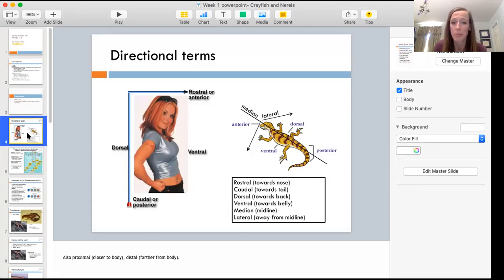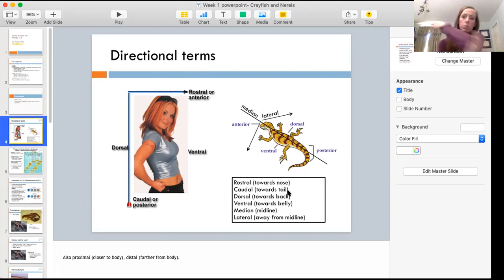So when we look at specimens, when we dissect specimens in the lab, you need to know sometimes which direction I'm referring to. If I say that, oh, the heart is caudal to the stomach, you need to understand what I mean by that. So these terms are important for you to recognize and know if you don't already. So I'll just talk you through them. Rostral means towards the nose. Caudal means towards the tail. And that can be on a 2-legged organism or a 4-legged organism. Either way, rostral is towards the nose, caudal is towards the tail.